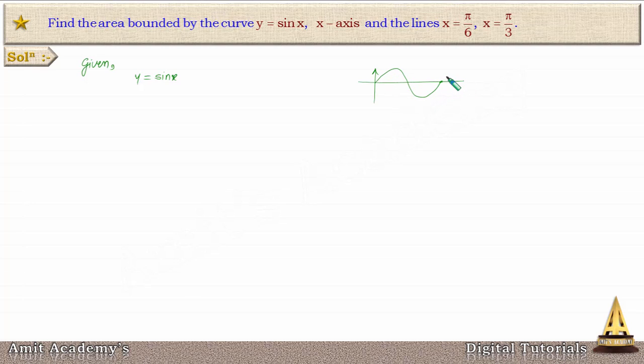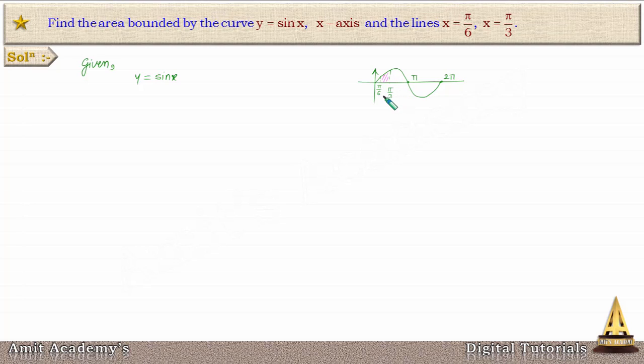Up to this point, there is 2 pi radian. Up to this point, there is pi radian. Now, pi means 180 degree. So, pi by 6 will be 30 degree and pi by 3 will be 60 degree. So, here it will be pi by 6 and here somewhere it will be pi by 3. And we have to find this much of area.